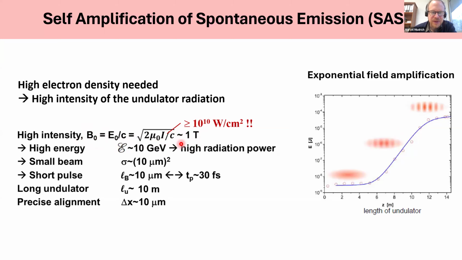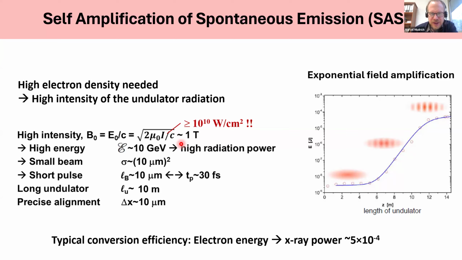That requires a very strong, very intense and dense electron beam in the first place to generate intense undulator radiation. And still the conversion efficiency is on the order of 5×10 to the -4 or so in terms of electron energy actually being converted into X-rays. It sounds like a very small number, but actually this is quite a good number compared to other ways of producing EUV and X-ray light, for example, high harmonic generation. There we are typically at least 2 orders of magnitude below that.